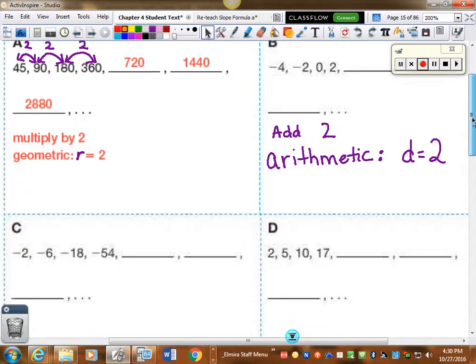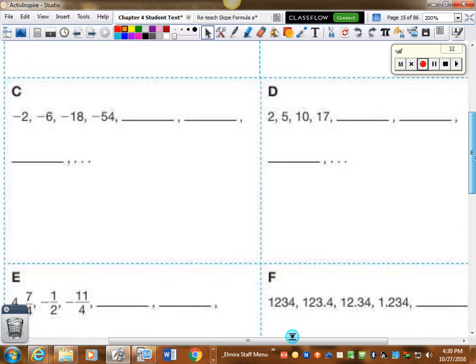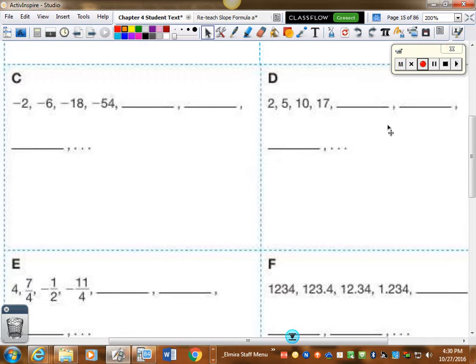Let's skip over to D for a second here. The D sequence. Let's see. 17 minus 10 would be 7. 10 minus 5 would be 5. Ooh, automatically we've got a problem here. 5 minus 2 would be 3. Okay, they do not come out the same every time.